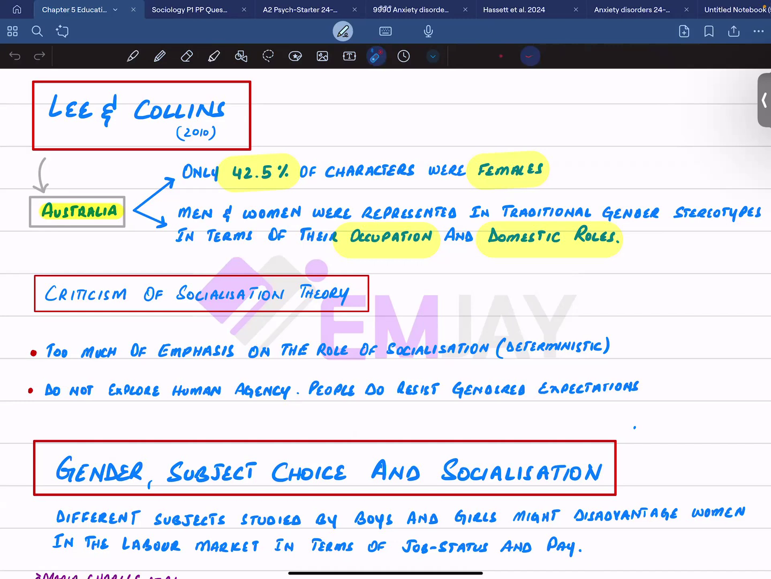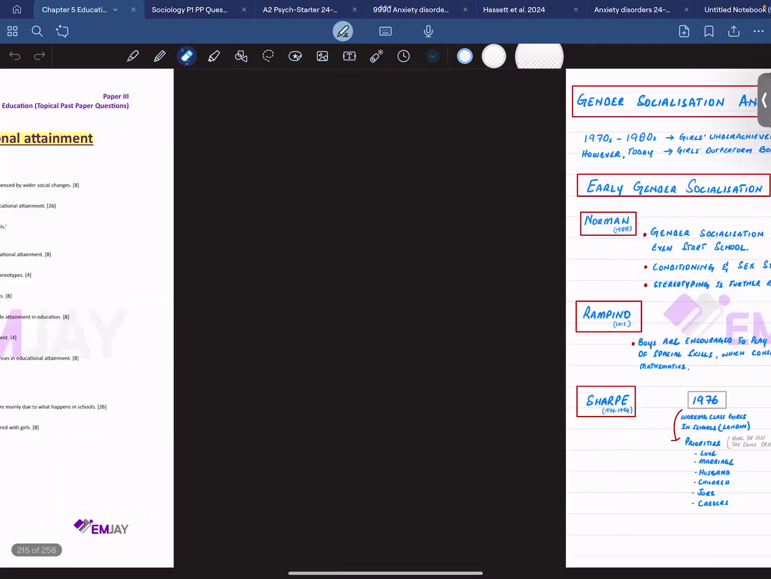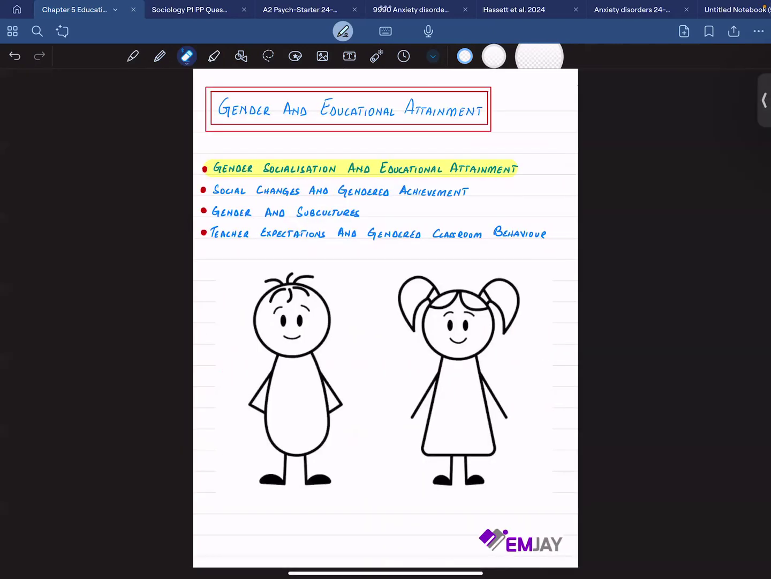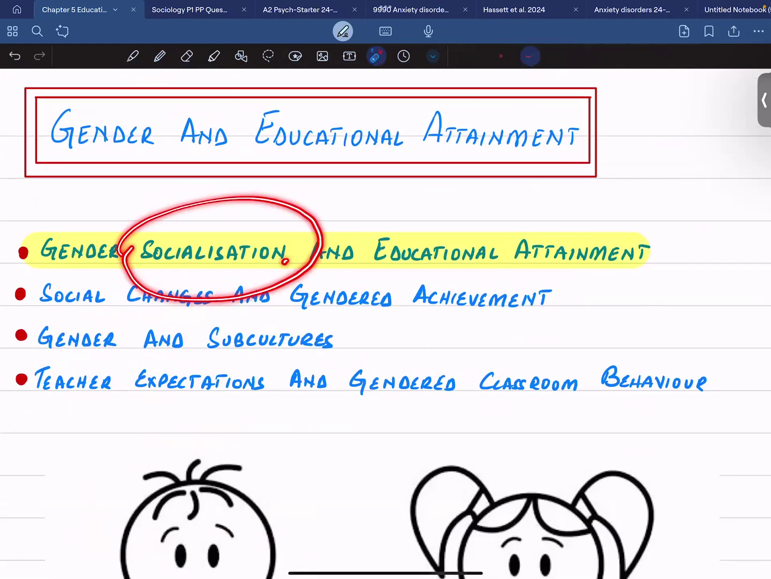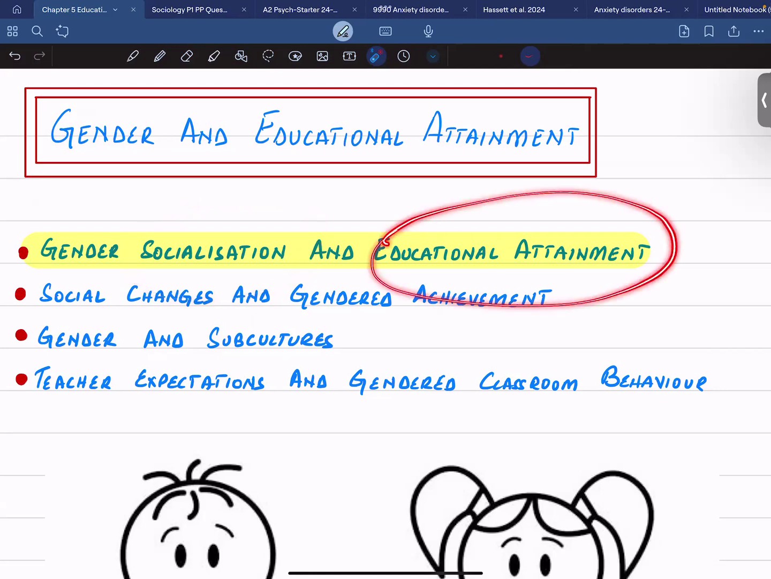Taking this a little further, moving on, if we talk about the criticism of socialization theory. Now, why is it that I would say the criticism of socialization theory? Because remember, we initially were discussing the extent to which your socialization plays an important role in terms of affecting educational attainment.